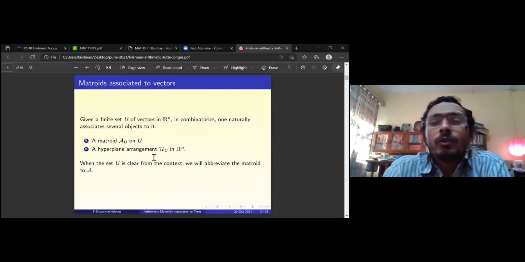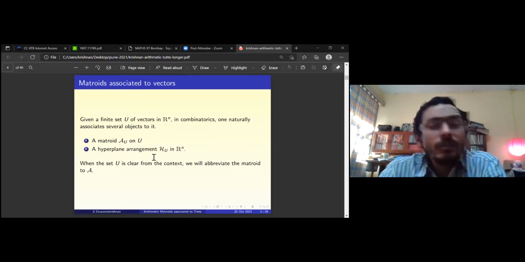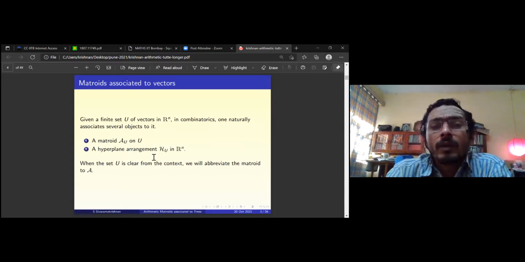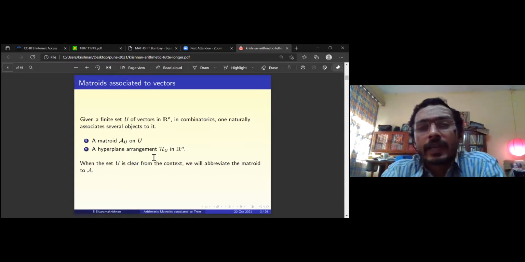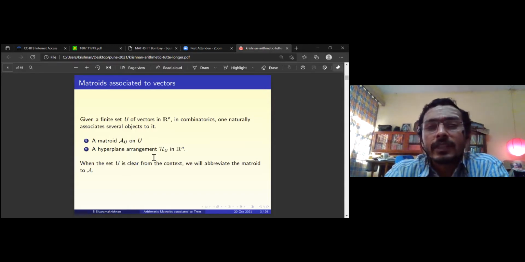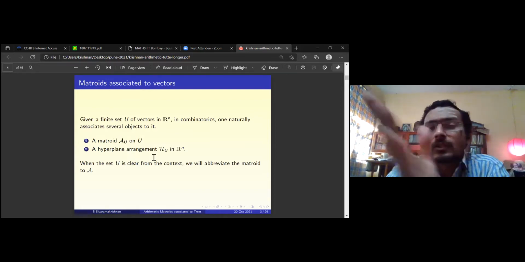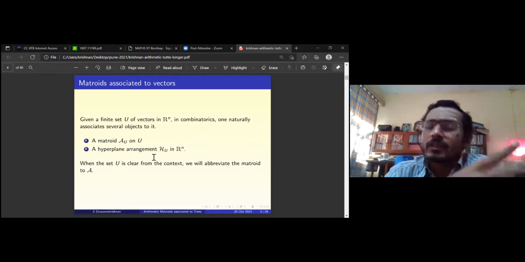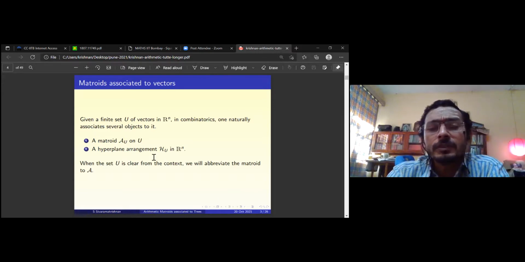So in combinatorics in general, if you're given a finite set of vectors, even in R^n, there are several objects that you can associate with it. One is a matroid, which I call A_U, where U is this set of vectors. Some people think of it as a list, so you can say which is the first vector, second vector, and so on. That's okay. If you don't have this notion of first vector, second vector, that is also okay. It's a list of vectors.